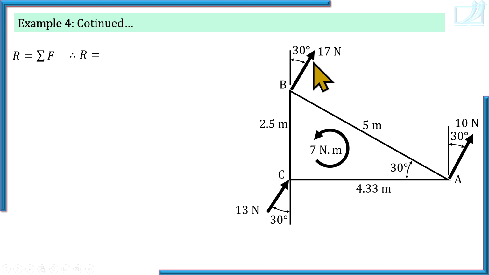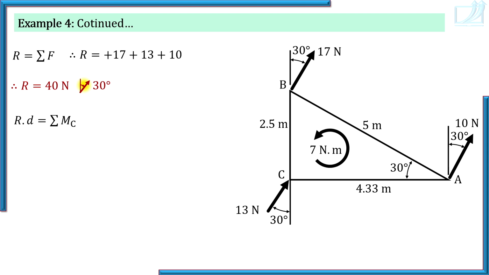We'll consider this direction as positive and add the forces. So plus 17, plus 13, plus 10, and don't consider couples while adding forces. So we have found the resultant: 40 Newton, 30 degrees with the vertical. Now R into D equal to sigma M. Let's put the values. 40D. 40 is the magnitude of the resultant, D is the perpendicular distance of the resultant, and the moment is anti-clockwise.